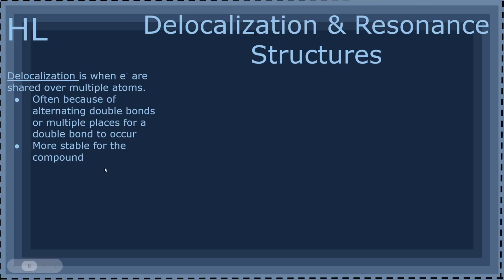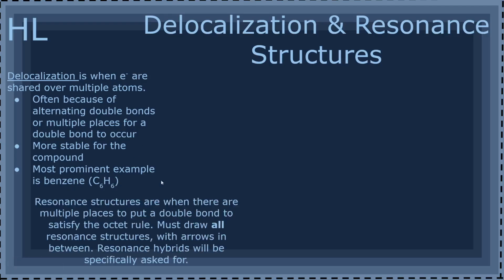So instead of forming one double bond and one single bond, it's actually just going to form kind of a halfway point. So the most prominent example of this is going to be benzene, or C6H6. Resonance structures are when there are multiple places to put a double bond to satisfy the octet rule. These are drawn as Lewis dot structures. You must draw all resonance structures with arrows in between, and resonance hybrids will be specifically asked for.